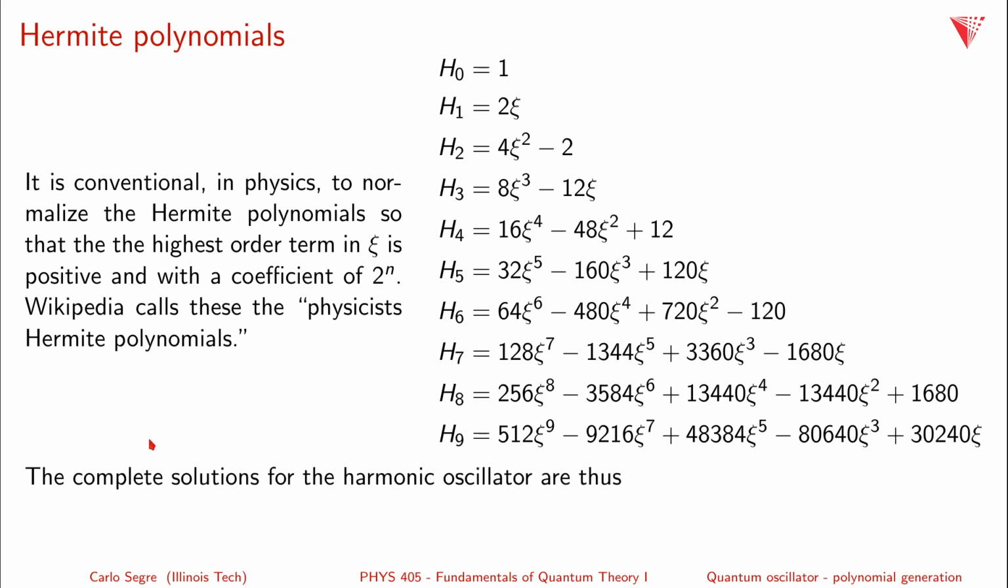So the complete solutions for the harmonic oscillator are then rewritten in terms of the Hermite polynomials as follows. Psi sub n of c is equal to m omega over pi h bar to the 1/4 power times 1 over square root of 2 to the n, n factorial, times the Hermite polynomial h sub n of c times e to the minus c squared over 2.